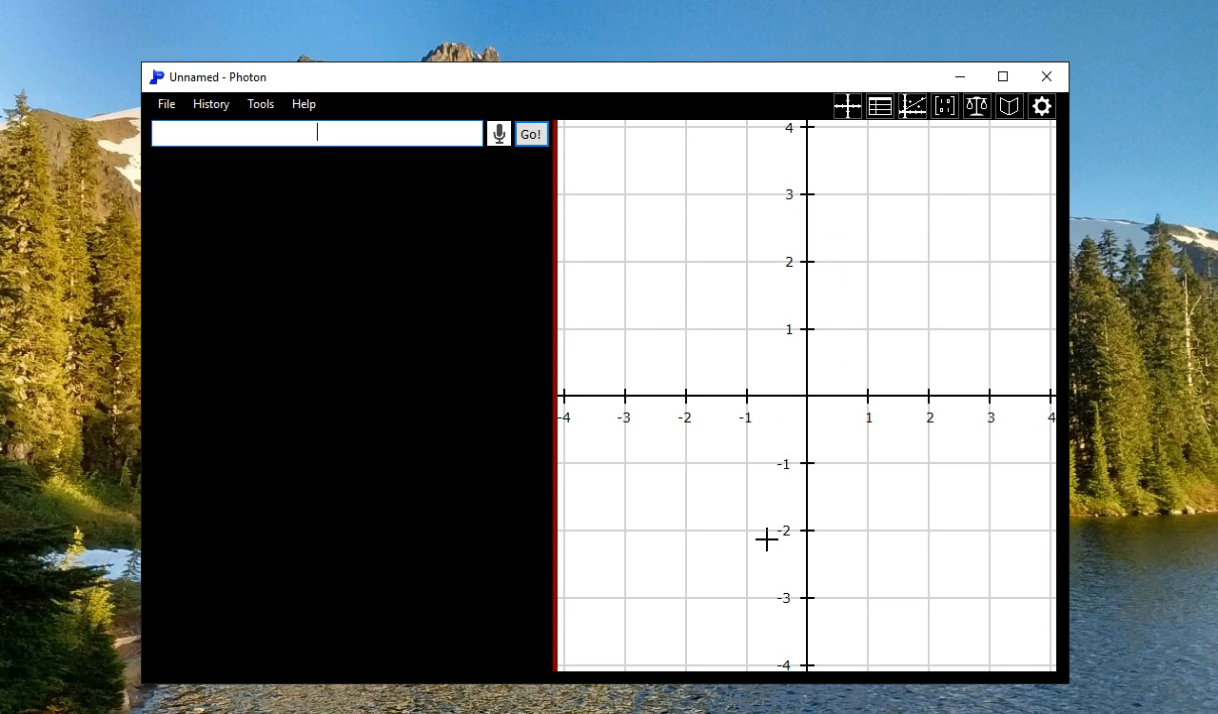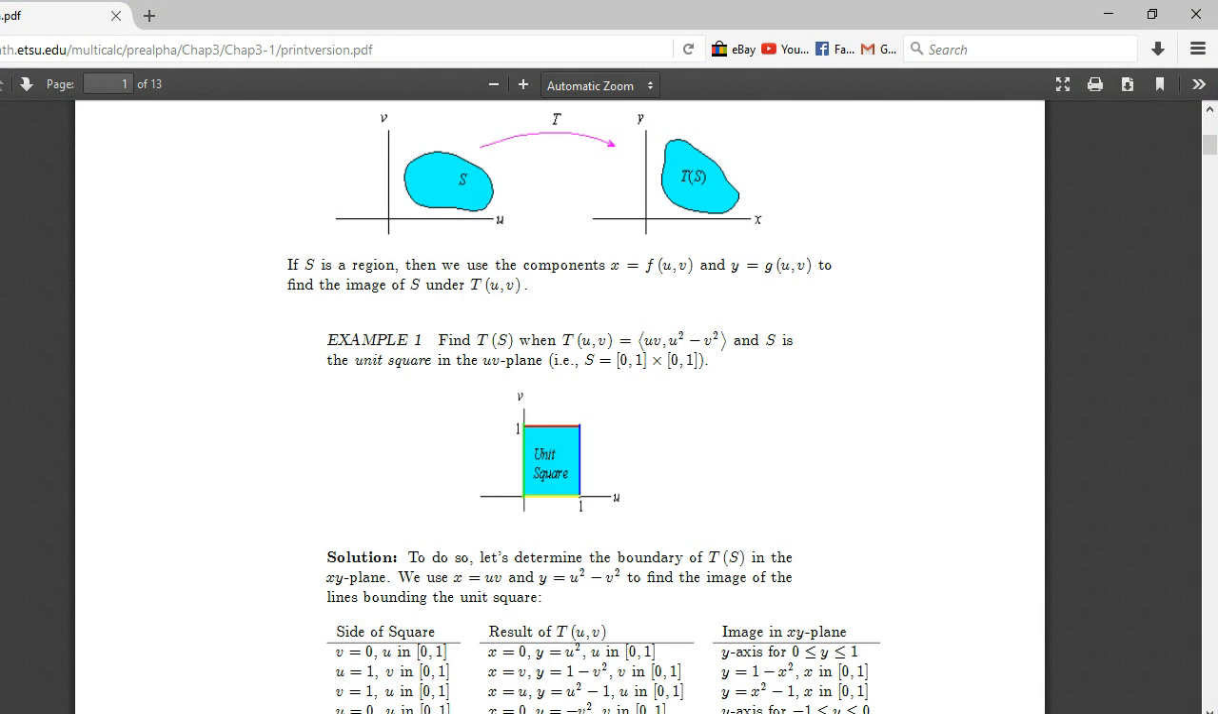But first I figured we should probably look up some sort of an example problem online. So I googled and found this. It says to find T of S when T of UV is equal to UV and u squared minus v squared, and to find the shape of the unit square, that's a square with a dimension of 1 by 1 on the UV plane. So what I'm going to do first is graph the square that we have, and then after that transform it using our UV transformation.